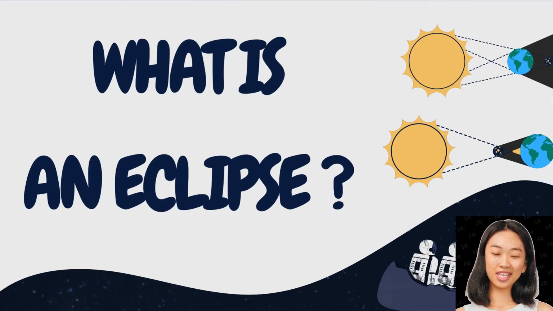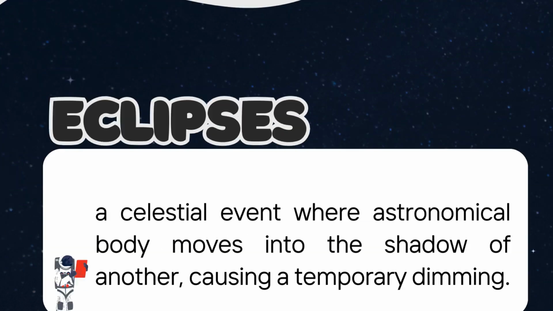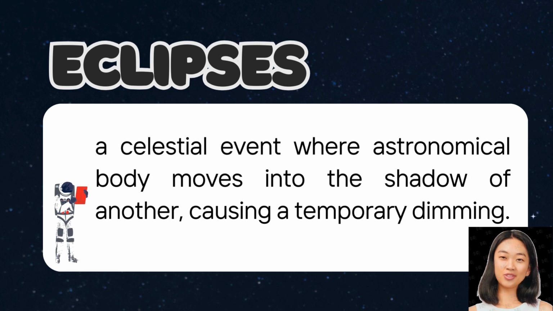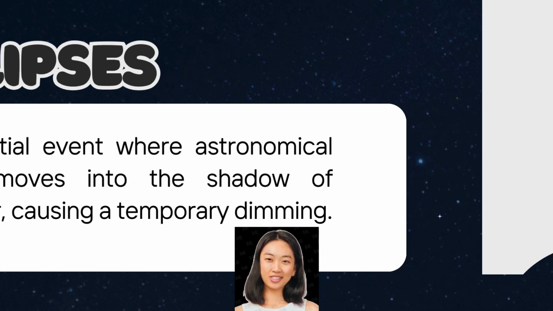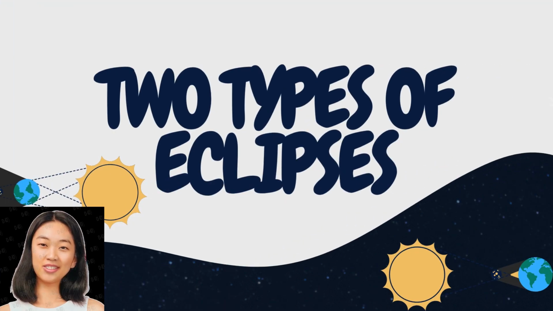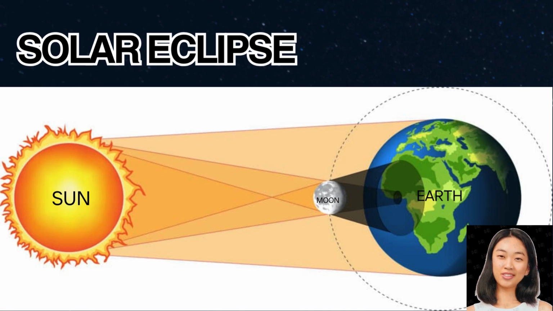Have any of you ever seen an eclipse? What did it look like? How did it make you feel? An eclipse happens when one astronomical body moves into the shadow of another, causing a temporary dimming of light. This rare and beautiful phenomenon allows us to understand more about the interactions between the Earth, Moon, and Sun. Let's dive into the different types of eclipses and discover what makes each one unique. Let's start with solar eclipses.